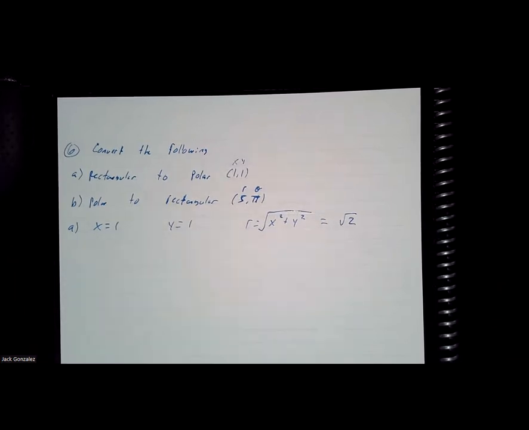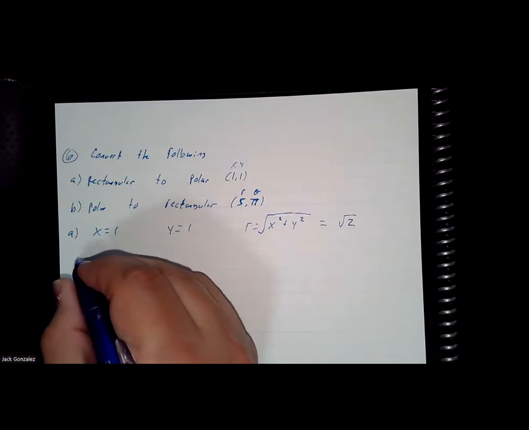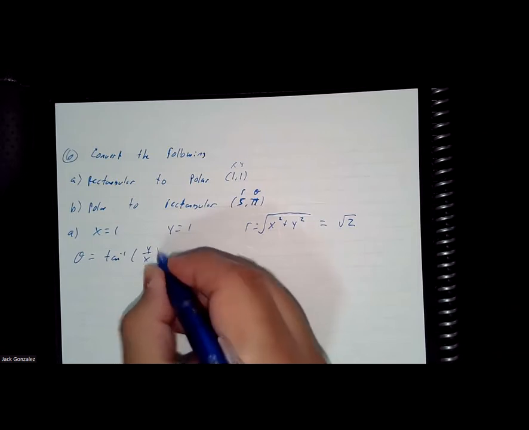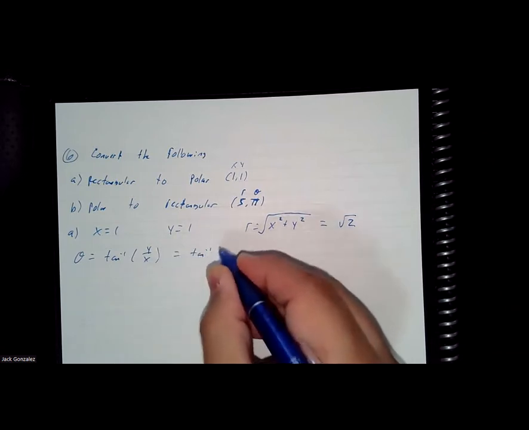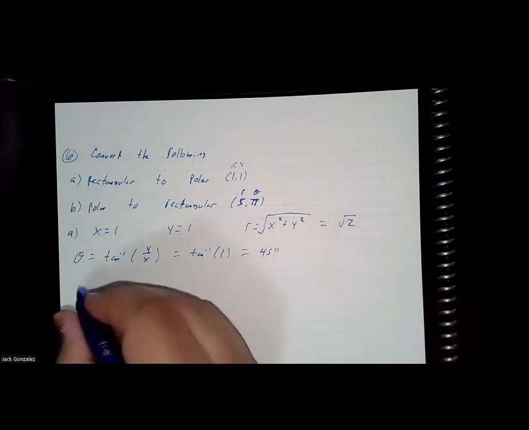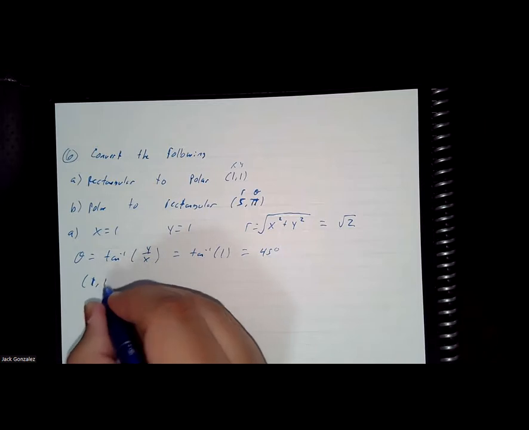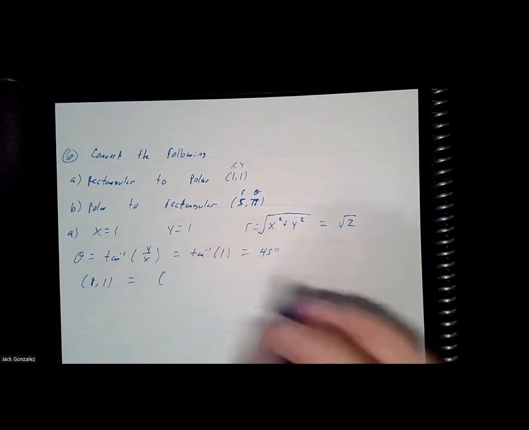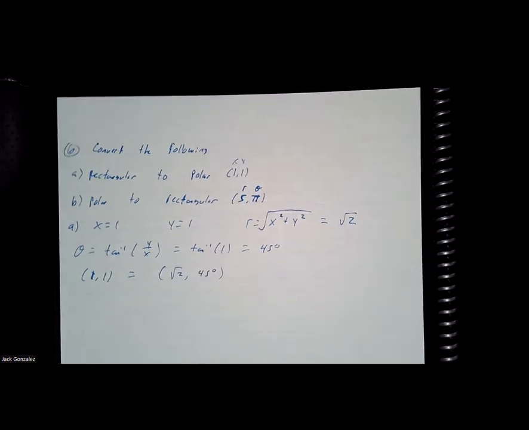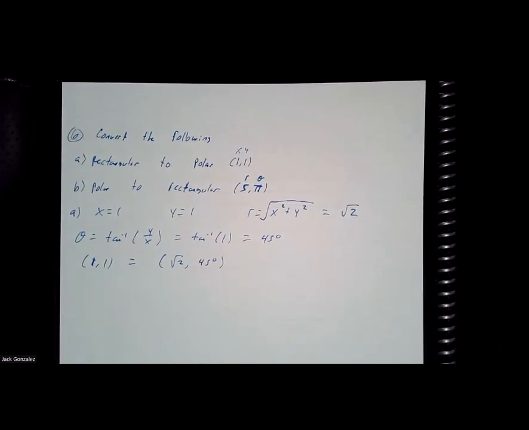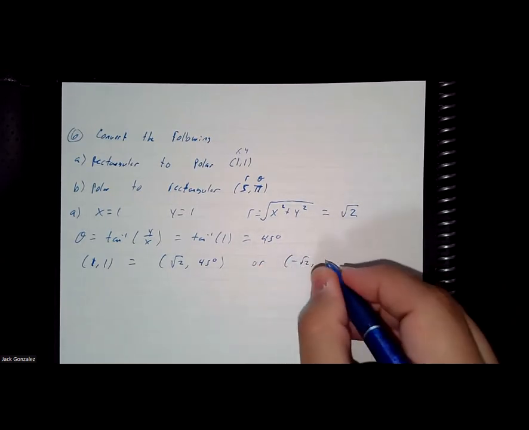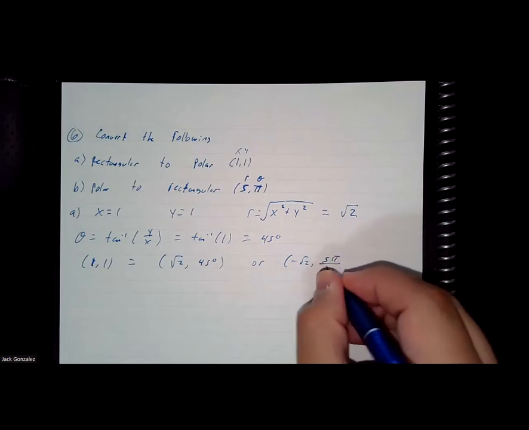Now we need to know the angle. Well, theta is equal to tangent inverse of y over x, which is tangent inverse of 1 in this case, which is 45 degrees. So the point 1 comma 1 is going to go to square root 2 comma 45, or pi over 4. It would also accept negative root 2 comma 5 pi over 4.